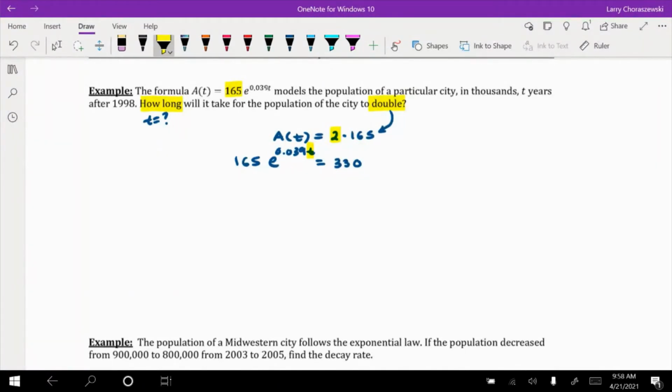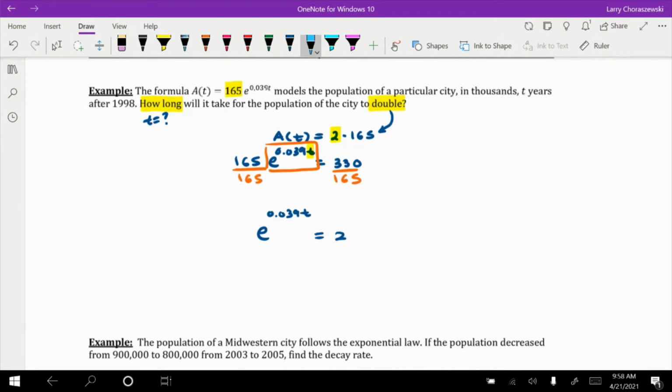Yep, you're right on the money there, Isabel. Let's isolate the exponential expression by dividing each side by 165. e to the 0.039t equals 2.